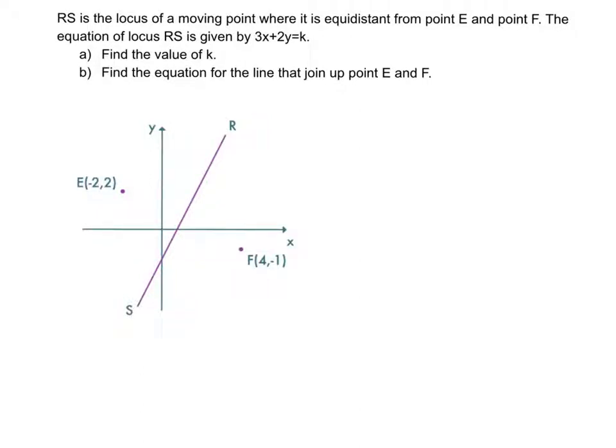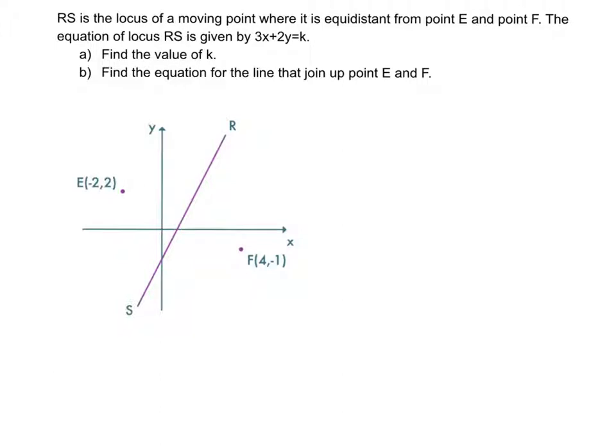RS is the locus of a moving point that is equidistant from point E and point F. The equation of locus RS is given by 3x plus 2y equals k. A. Find the value of k. Now to find k, if we can know one point that this line RS passes through, then we can substitute the x coordinate and y coordinate of this point into the equation. Then we can find k.